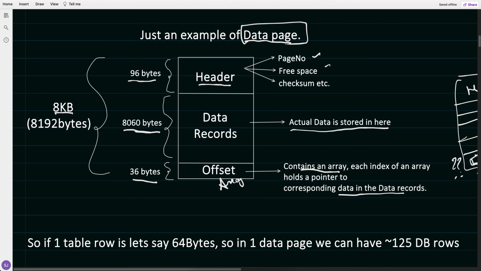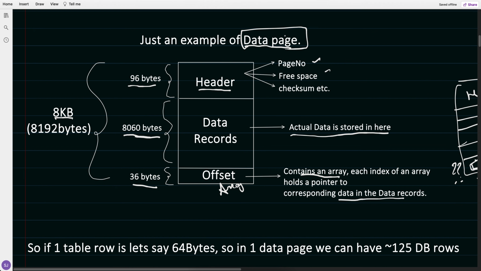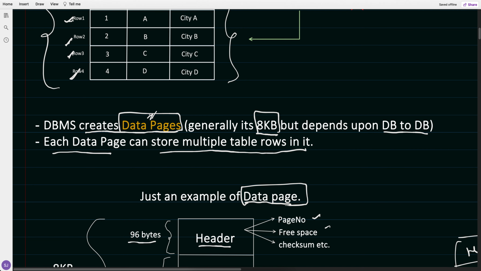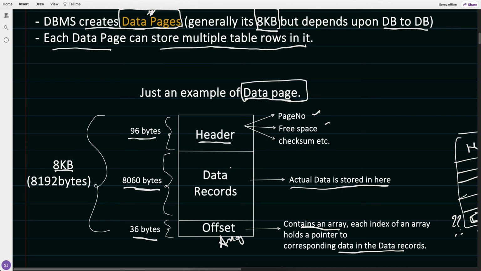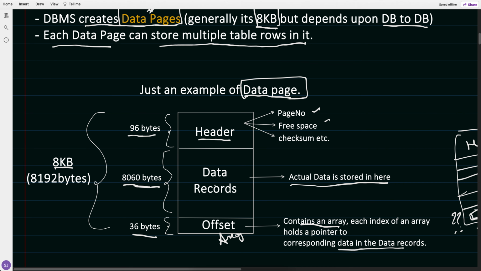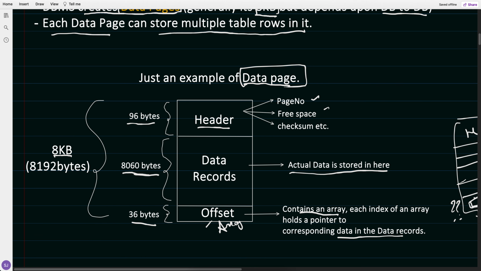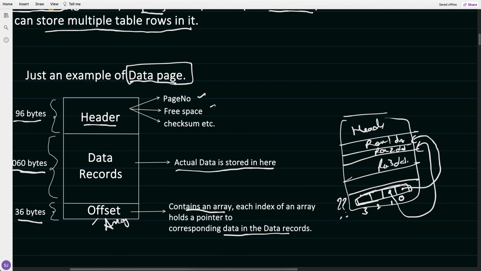But don't worry. First of all, what I want you to understand is how a data page looks. One very basic thing you should know is that the DBMS creates data pages, and inside a data page the rows are stored. That is all you should understand at this point of time, and don't worry about the offset array. We will see with an example how the DBMS makes use of it. So the offset is just an array of pointers to what? Pointers to the particular rows inside the data records space.